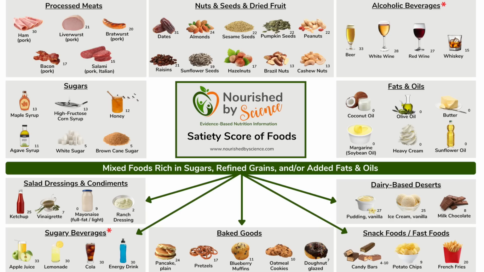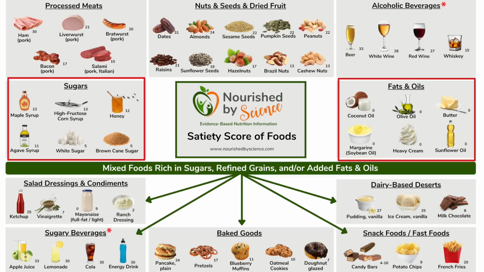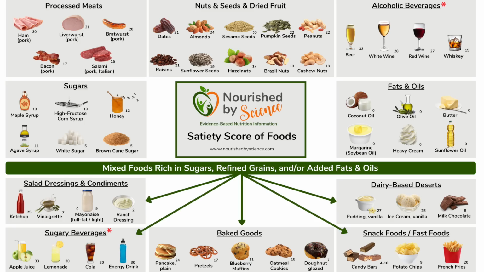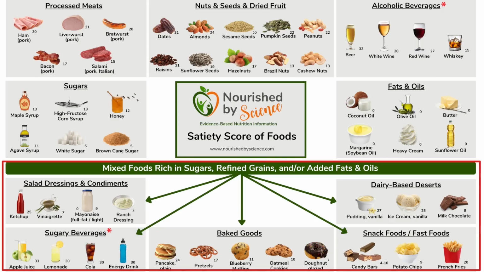We find the lowest satiety scores among oils and fats, as well as sugars, syrups, and other such sweeteners, including honey. These all have extremely low satiety scores between 0 and 13. It's probably not surprising that we also find extremely low scores in foods that are rich in fat and/or sugar, such as mayonnaise, salad dressings, potato chips, French fries, donuts, ice cream, and candy bars.